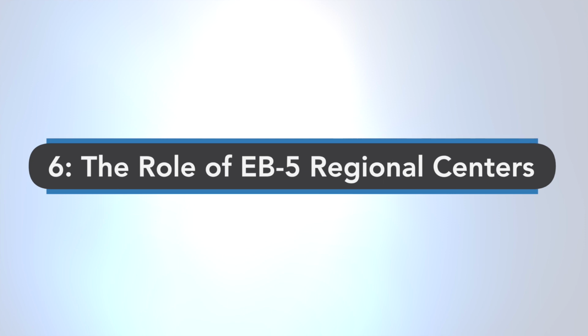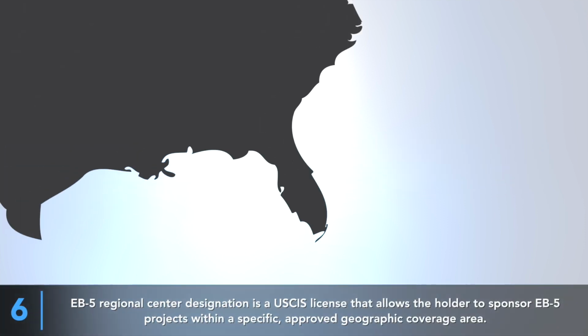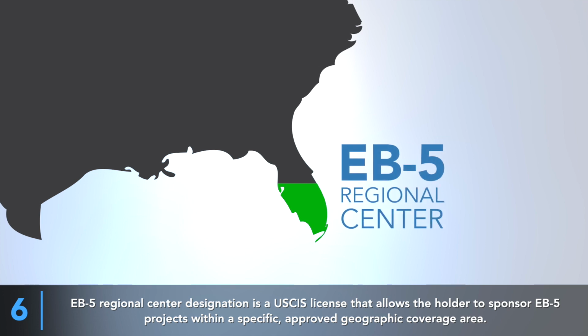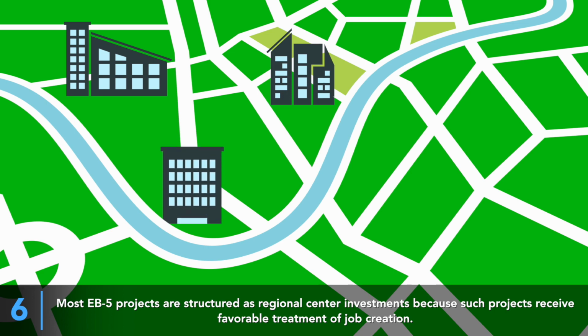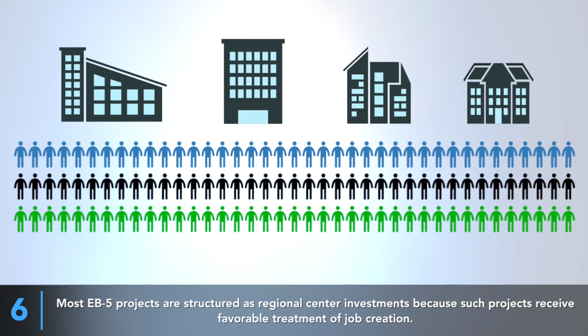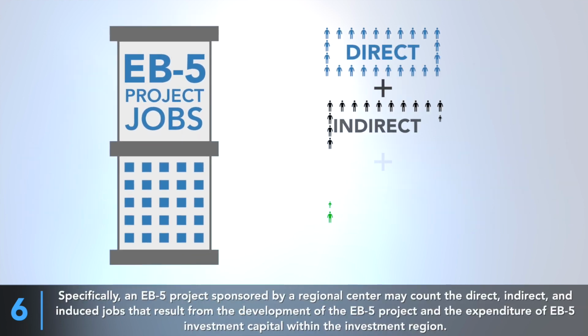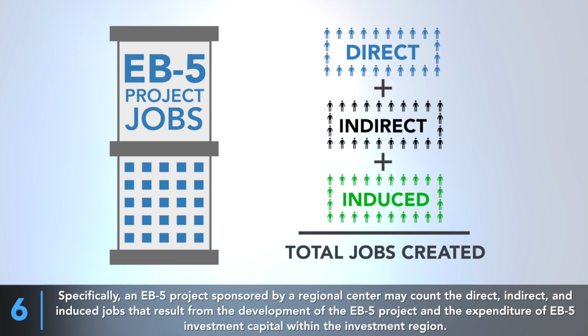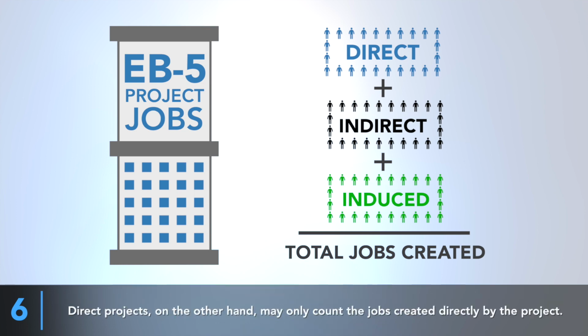6. The role of EB-5 regional centers. EB-5 Regional Center designation is a USCIS license that allows the holder to sponsor EB-5 projects within a specific, approved geographic coverage area. Most EB-5 projects are structured as regional center investments because such projects receive favorable treatment of job creation. Specifically, an EB-5 project sponsored by a regional center may count the direct, indirect, and induced jobs that result from the development of the EB-5 project and the expenditure of EB-5 investment capital within the investment region. Direct projects, on the other hand, may only count the jobs created directly by the project.